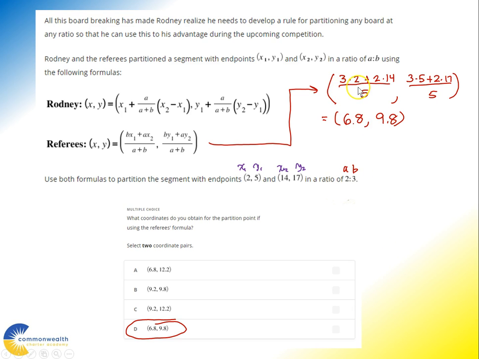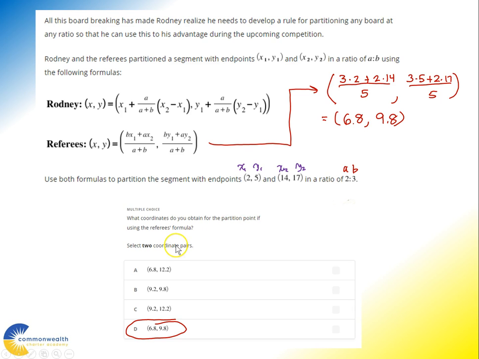So I have 3 times 2 plus 2 times 14 all over 5. I have 3 times 5 plus 2 times 17 all over 5. And I get 6.8, 9.8. And again, as I said, I could either switch the definitions of what x1, y1 or x2, y2 is, or switch what A and B are. If you switch both, you'll probably get the same coordinate again.